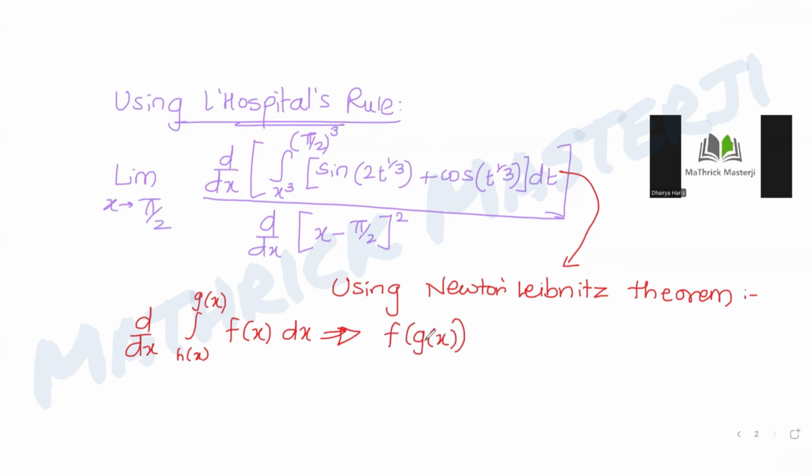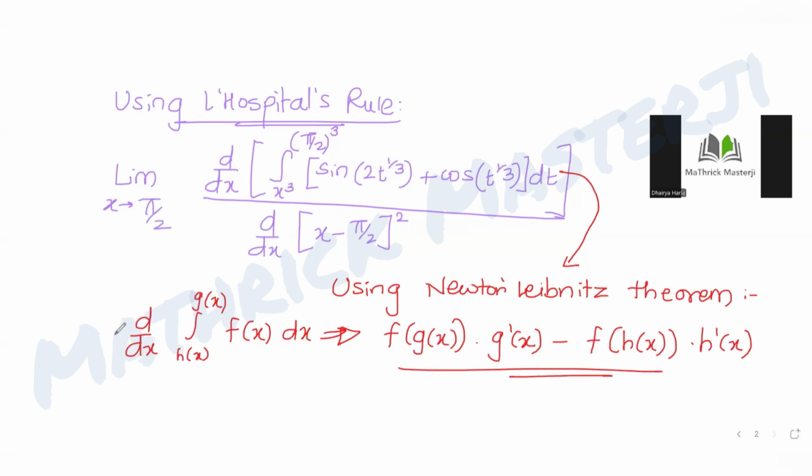So you put the function of the upper limit into the derivative of the upper limit, minus you put the function of the lower limit into the derivative of the lower limit. So you get this. Let's do this here also. This derivative is applied to an integral with the two functions, so I'll take both of them separately.